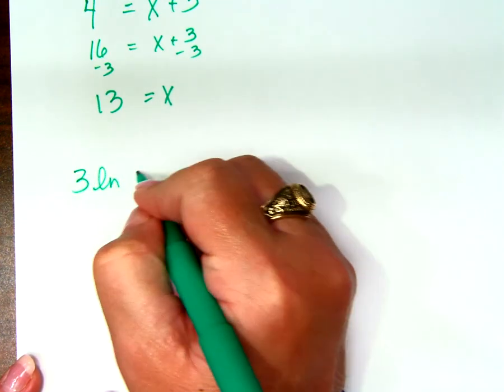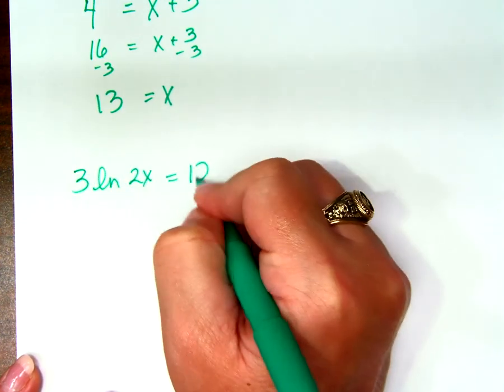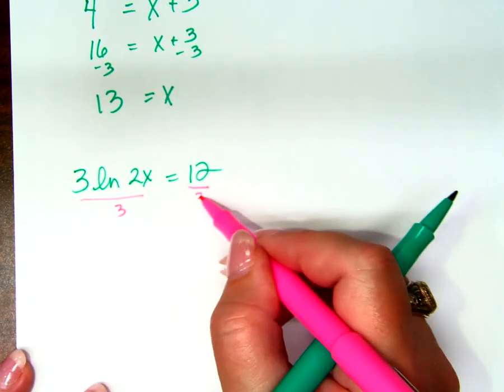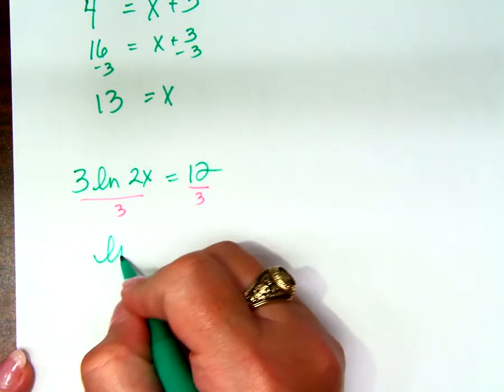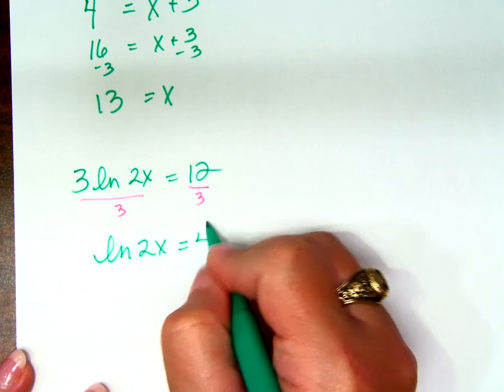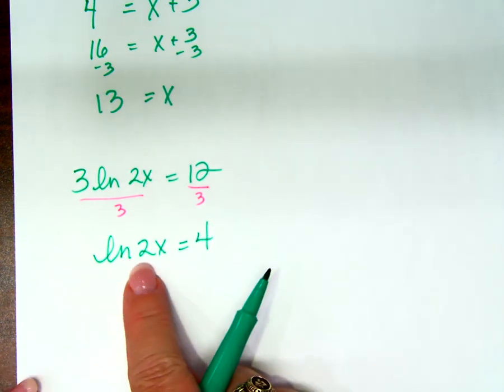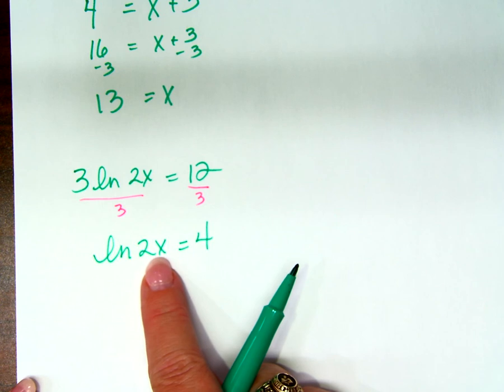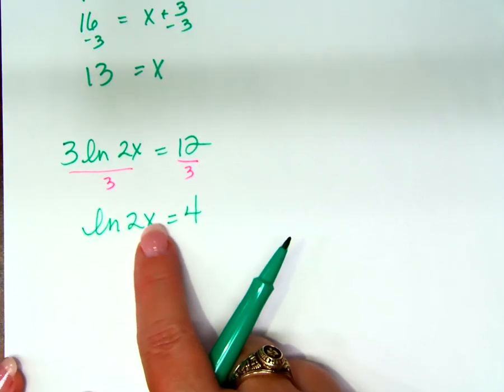3 natural log of 2x equals 12. To solve this, divide both sides by 3. What do you think people try to do with this too? They try to divide it. Can you divide it? No. It's inside. How do I solve it from here?